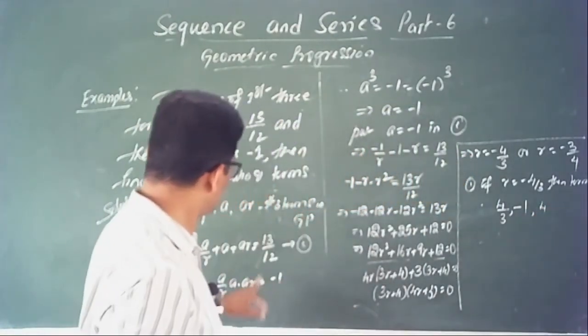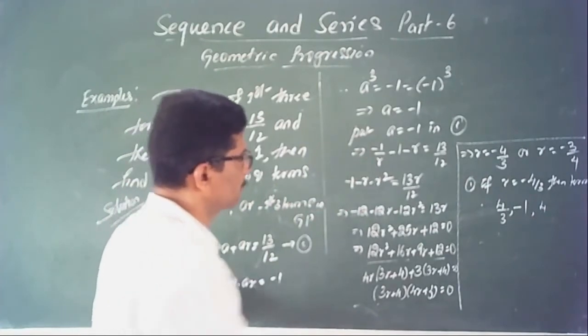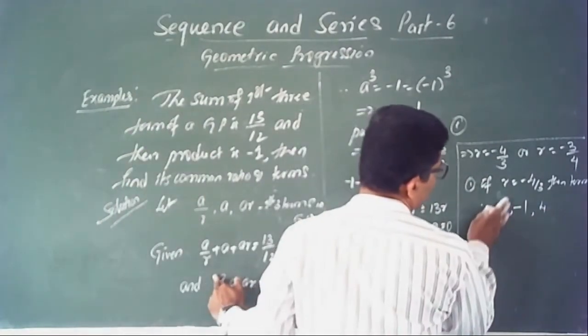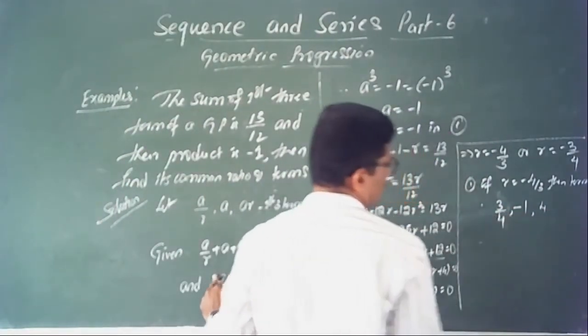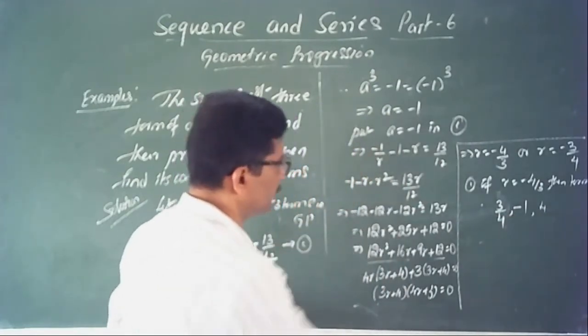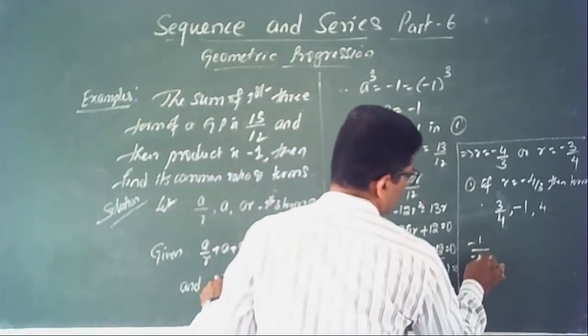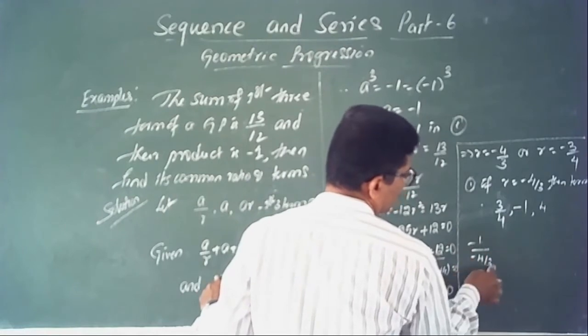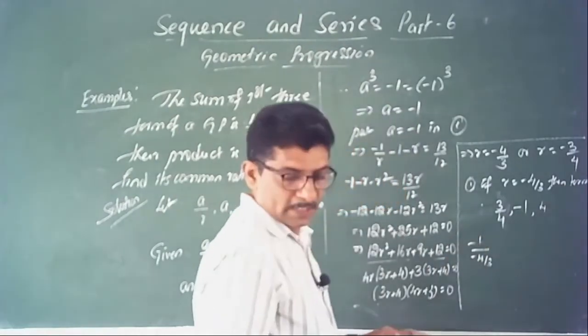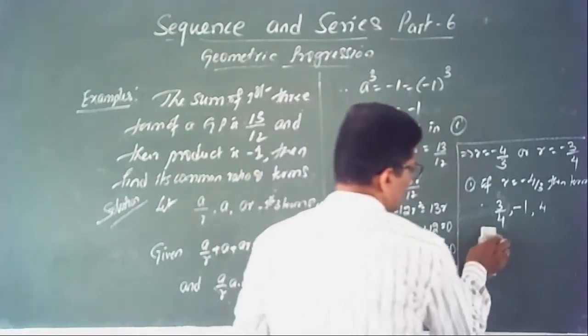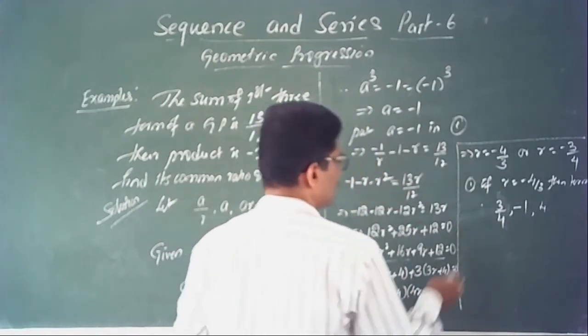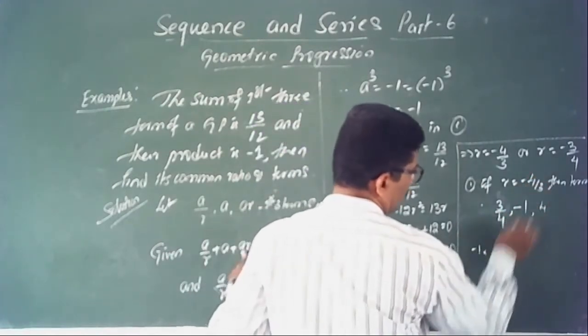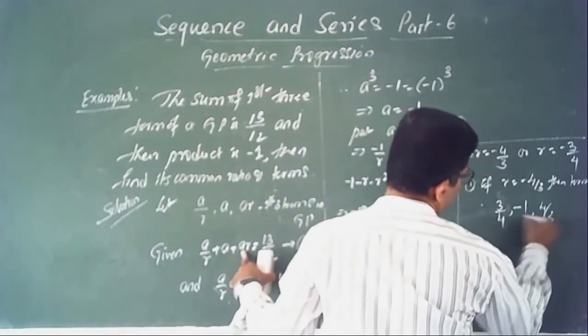In this case, what do we get? a by r, where a is minus 1, gives 3 by 4. That is minus 1 divided by minus 4 by 3, minus minus is plus, 3 by 4. And a into r, minus 1 into minus 4 by 3, means 4 divided by 3.